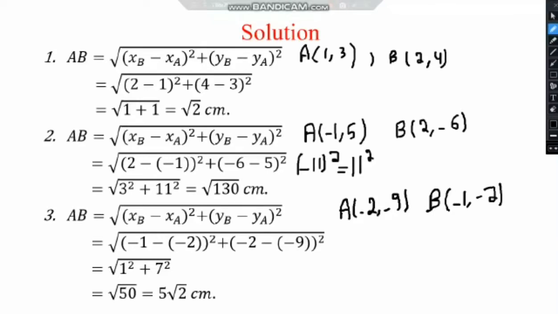xb is minus 1, minus xa minus 2, plus yb, it's minus 2, minus ya minus 9. Minus 1 minus 2, it will be 1 squared. Minus 2 minus 9, it's 7 squared. So the answer will be radical 50. Remember that 50 equals 5 squared times 2. We can simplify the radical. So radical 50 will be 5 radical 2.